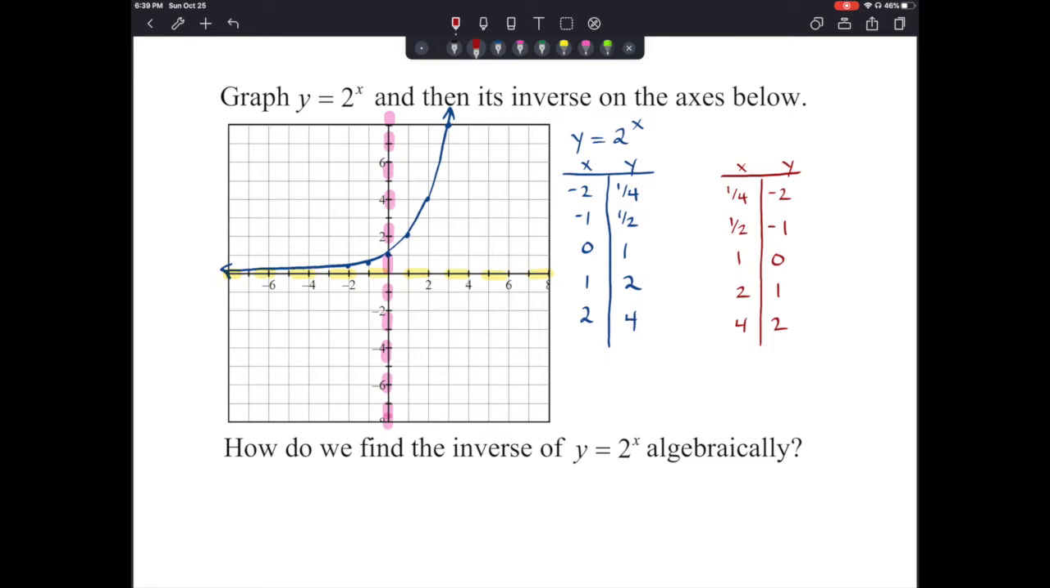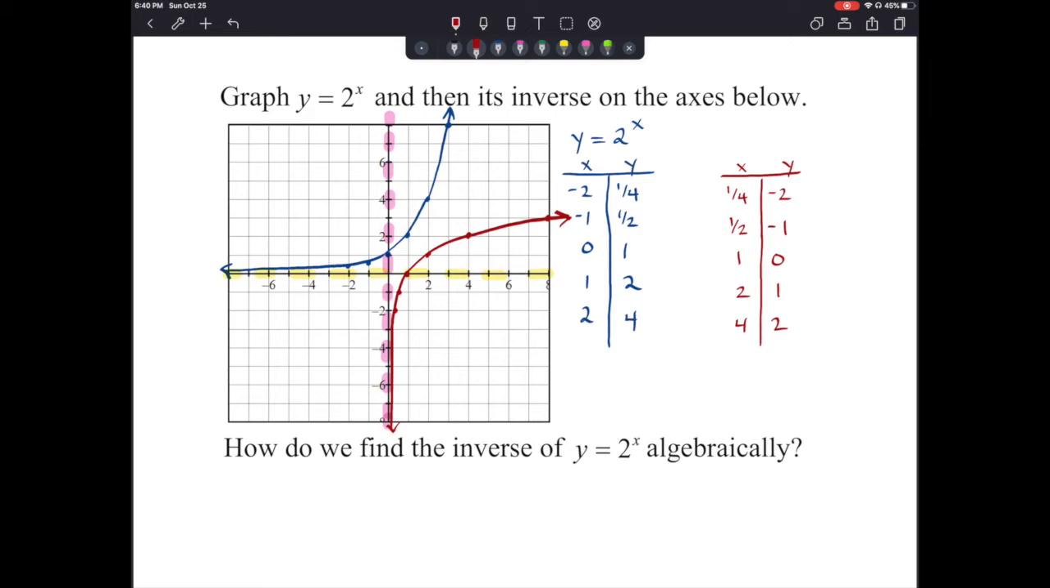We have (1/4, -2). We have (1/2, -1). We have (1, 0), (2, 1), (4, 2), and I think I even threw in there (8, 3). I threw in the (3, 8) for the blue one. So this function runs right along that asymptote, then it curls away and curves out like this. So you can see how that would be a reflection across that line y equals x. That is our inverse function. And that is actually a graph of a logarithm too.